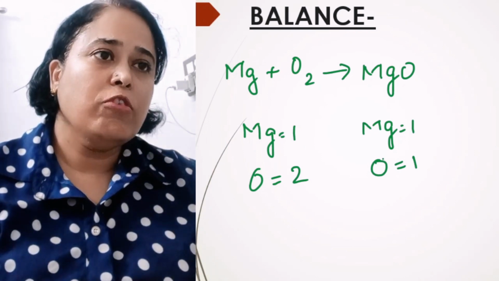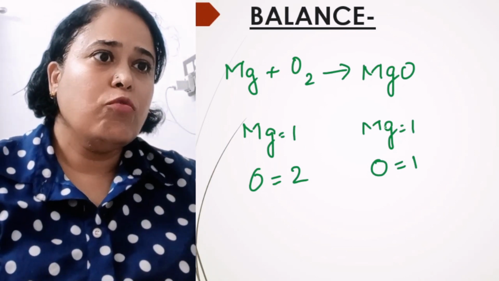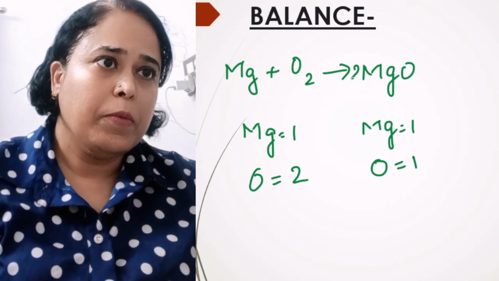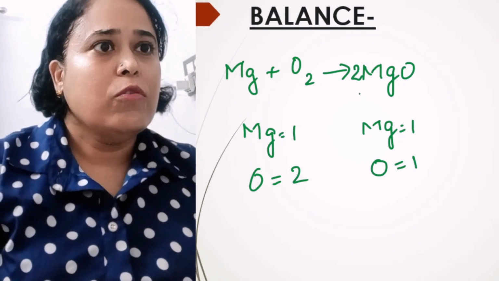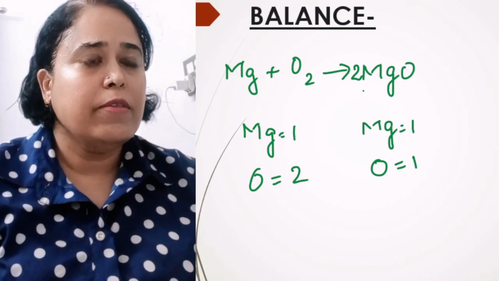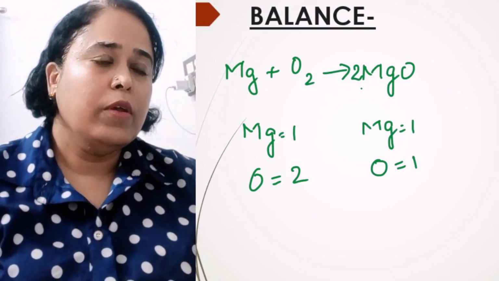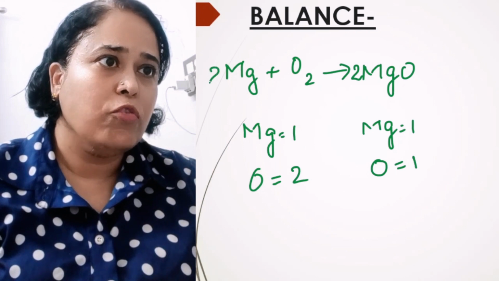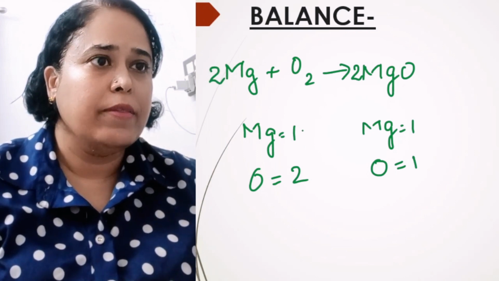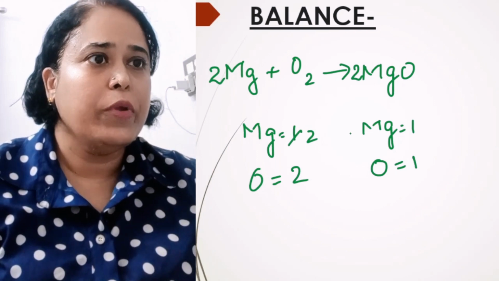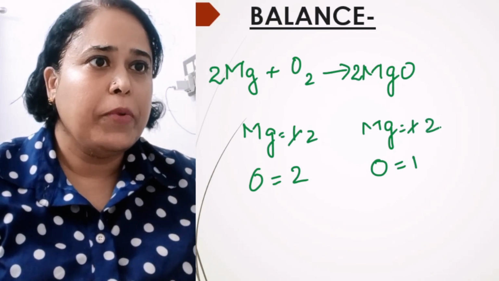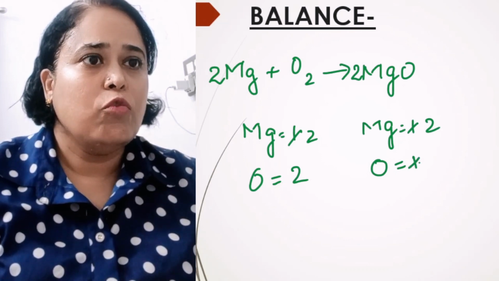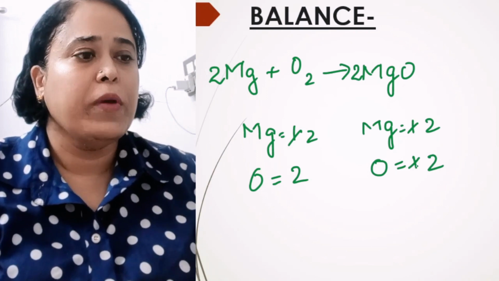So how to balance it? Let's try to balance it by writing 2 here. So this balances oxygen on the reactant side and the product side, but magnesium is not balanced, so write 2 here. Now it's balanced. Magnesium 2 on the reactant side, 2 on the product side, oxygen 2 on the reactant side, 2 on the product side. So it's balanced.